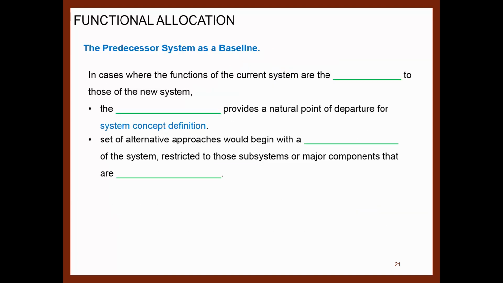The predecessor system is a baseline. In cases where functions of the current system are the same or similar to those of the new system, the current system provides a natural point of departure for system concept definition. The set of alternative approaches will begin with a minimum modification of the system, restricted to those subsystems or major components that are clearly deficient. So those are the ones that we want to improve, if you're starting with a current or an existing system.